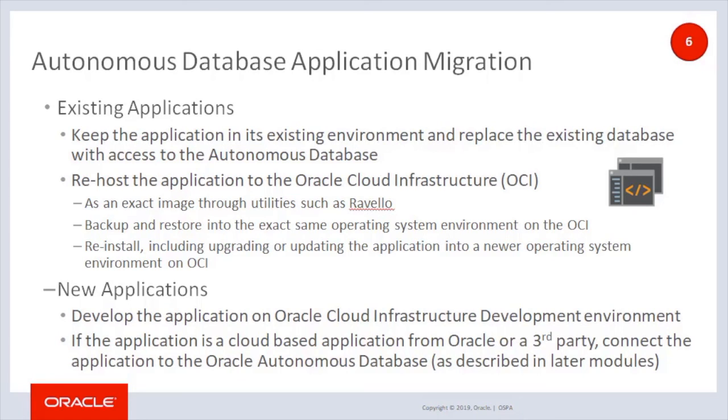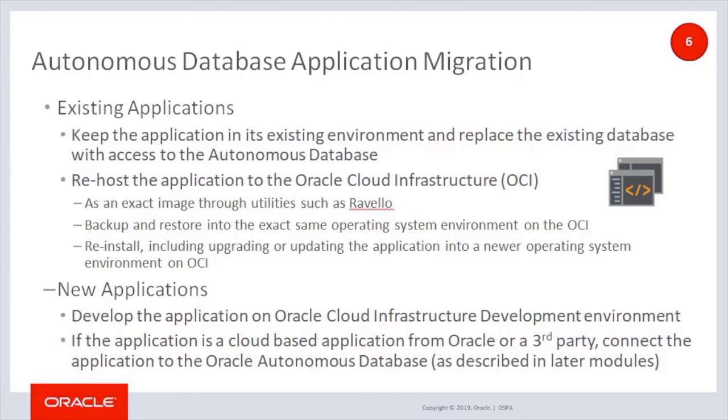Once a decision is made to move the database to Autonomous database services, the next step is to determine what to do with the application accessing the database. Just like rehosting the database to the cloud, rehosting the application to the cloud may have its own benefits. If the application using the Autonomous database is an existing application, there are 2 preferred options for hosting the application. First option is to keep the application in its existing environment and replace the existing database with access to the Autonomous database. The second option is to rehost the application to the Oracle Cloud Infrastructure.